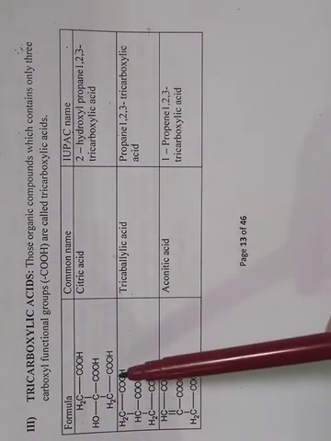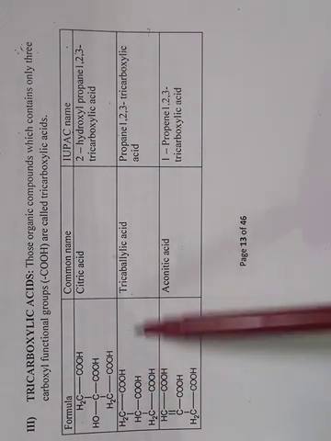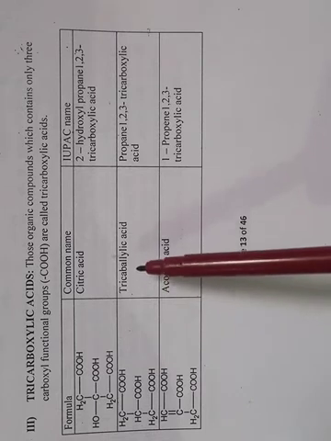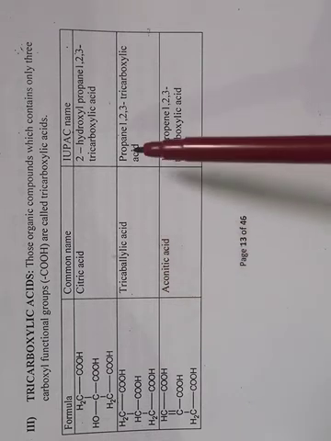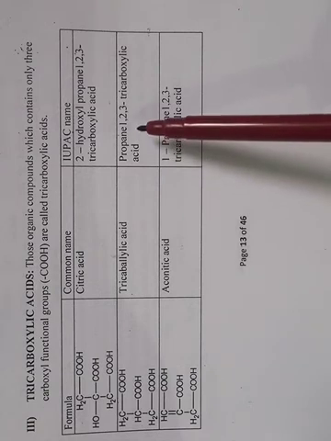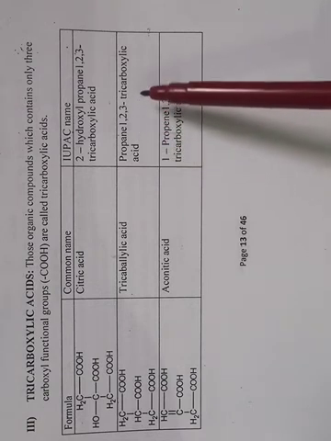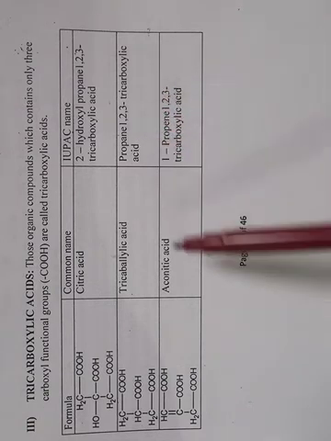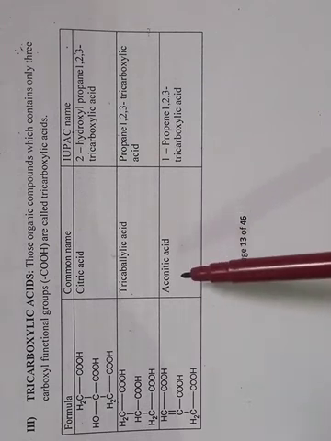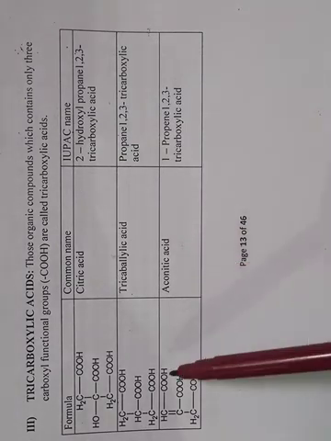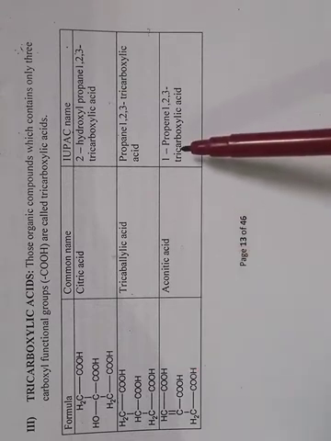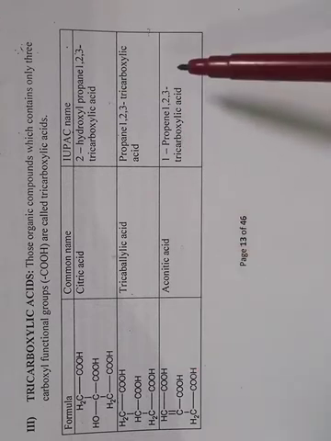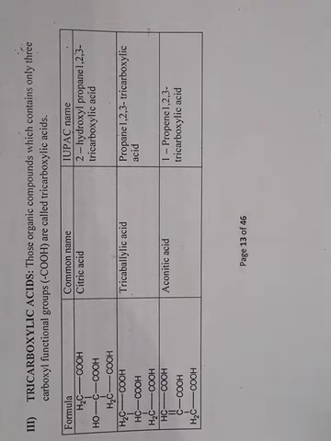Similarly, you can see here one more example. That is a tricarboxylic acid. Its IUPAC name is propane-1,2,3-tricarboxylic acid. One more example here, aconitic acid. It is also an example of a tricarboxylic acid. Its IUPAC name is 1-propene-1,2,3-tricarboxylic acid.